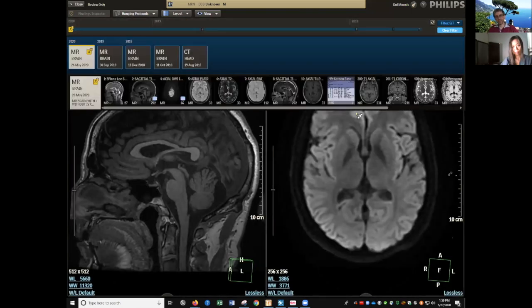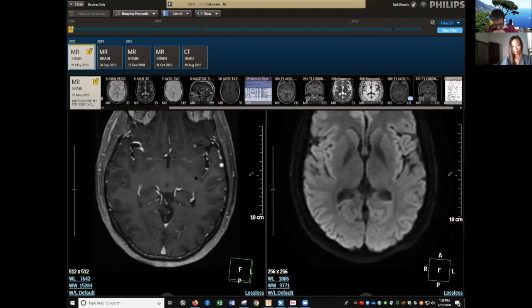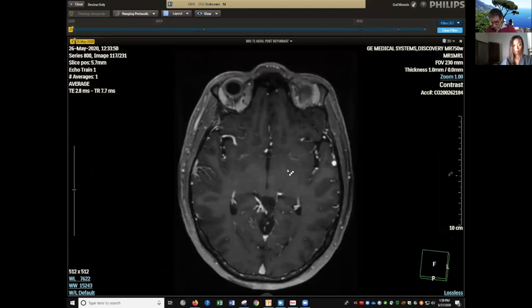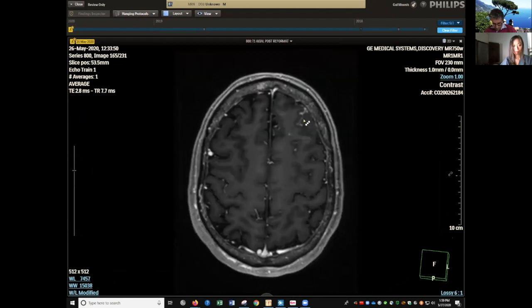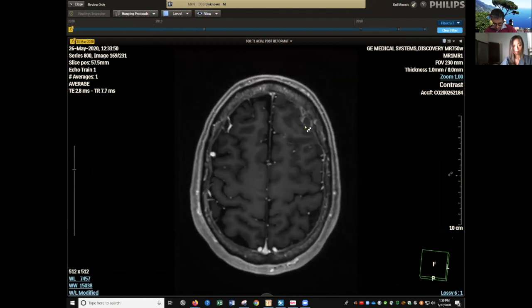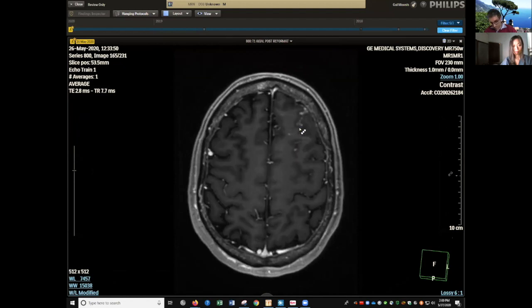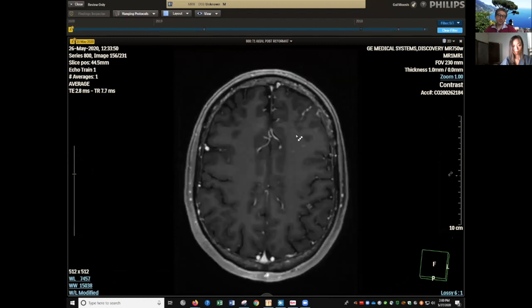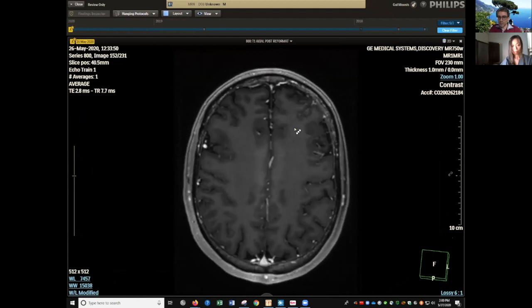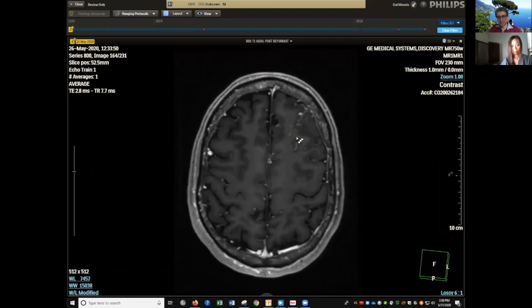So this is a person who has known neurosarcoid. And so he presented with seizures, and look at this. So this is an exquisite example of nodular leptomeningeal enhancement in the left frontal lobe. And also notice that there is some nodular enhancement along the perivascular spaces here. And when you see this, this is pretty much classic for sarcoid.